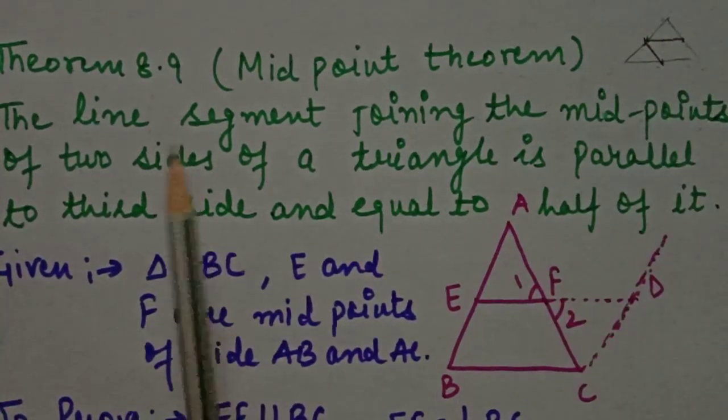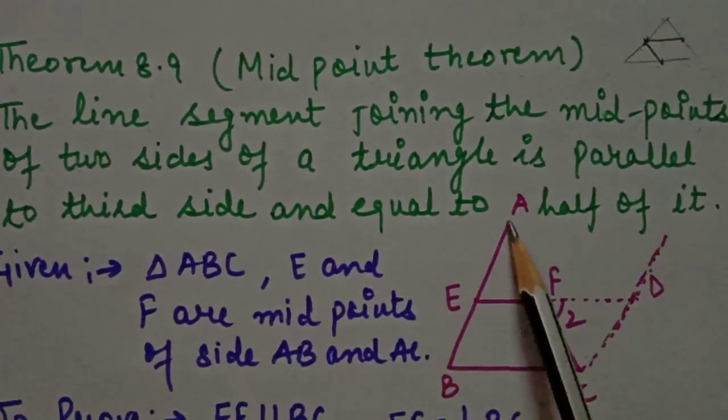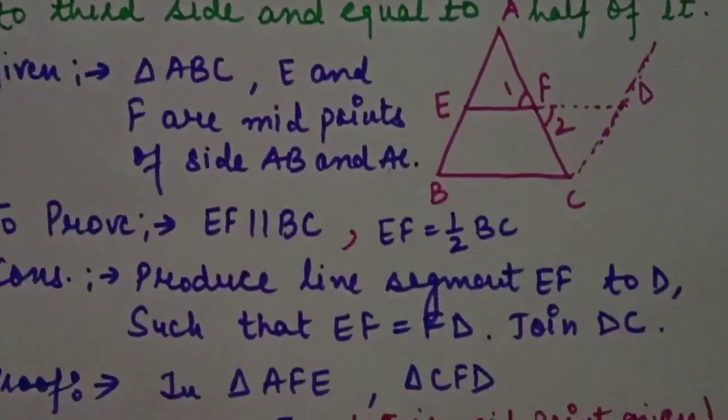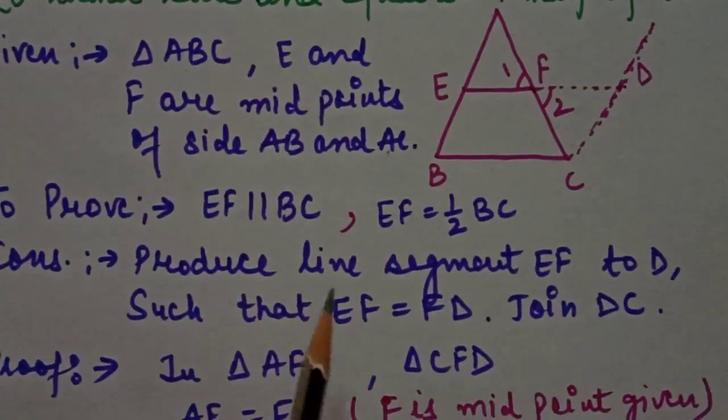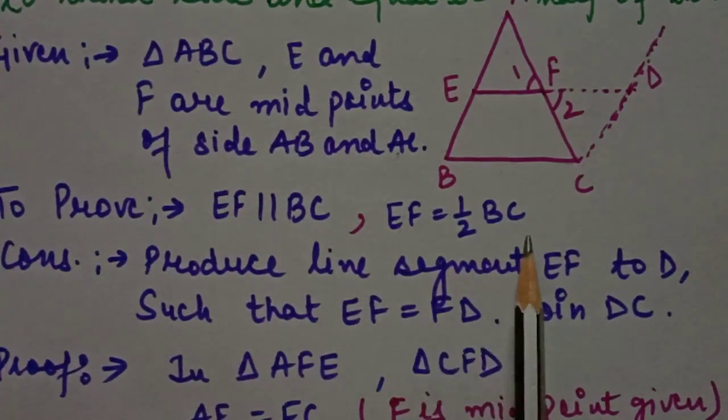So students, now in triangle ABC, E is the midpoint of AB, F is the midpoint of AC. So we have to prove that EF is parallel to BC, the third side, and EF is half of BC. So what is given to us? Triangle ABC, E and F are the midpoints of sides AB and AC. So students, now what do we have to prove? We have to prove EF is parallel to BC and EF is equal to half of BC.